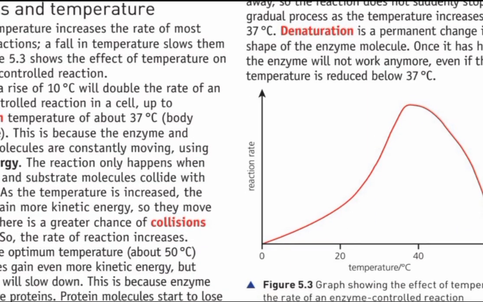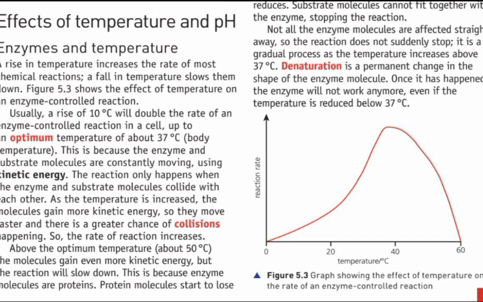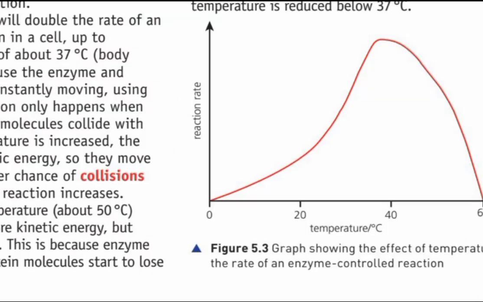So this is the graph that you can see. Here is the reaction rate. The reaction starts from 0 and the reaction rate increases. You can see the graph direction is upward, which means the reaction increases, and after 37, the slope will turn downward. This means that the reaction rate starts to decrease.